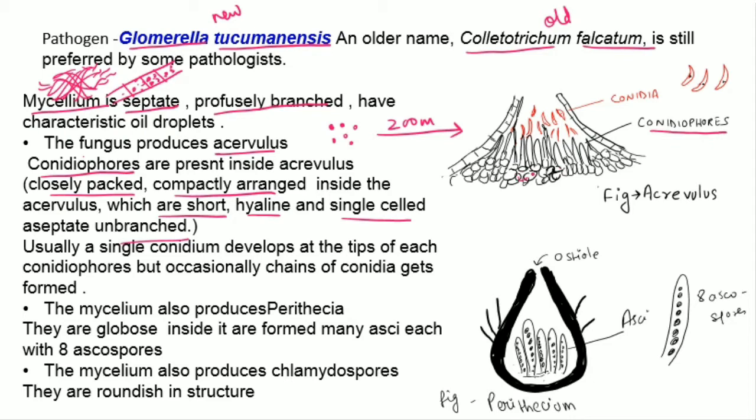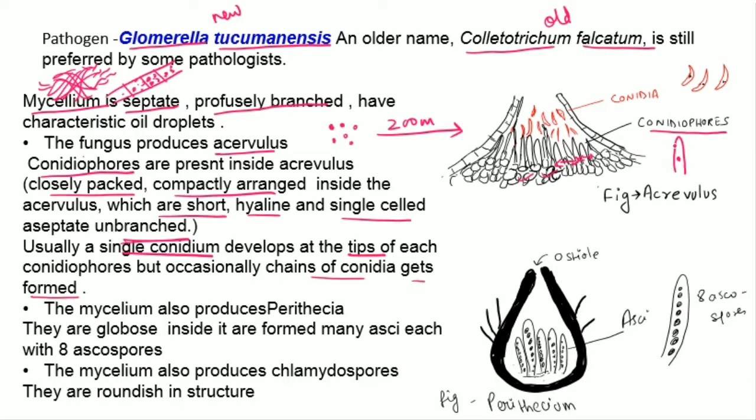The conidiophores arise from the basal cells. The conidiophores were elongated, single celled and hyaline. That is, the conidiophores were colorless or very lightly colored. Also, the conidiophores were unbranched, present very close to each other, and in large numbers. And usually a single conidium develops at the tip of each conidiophore, but occasionally chains of conidia get formed.